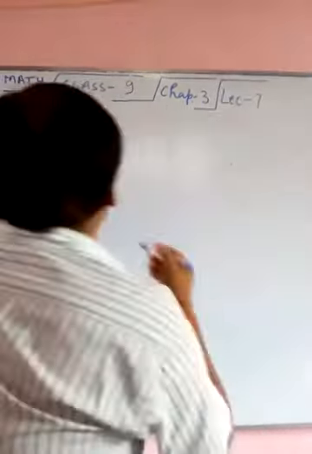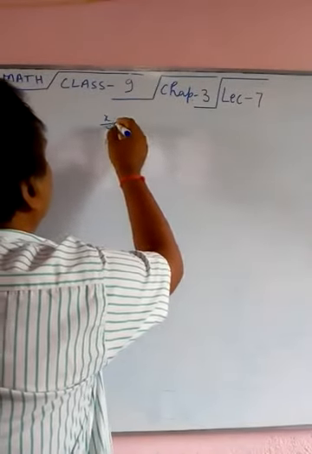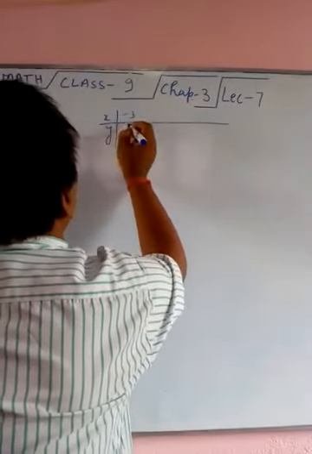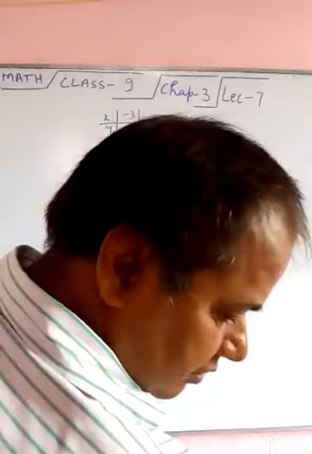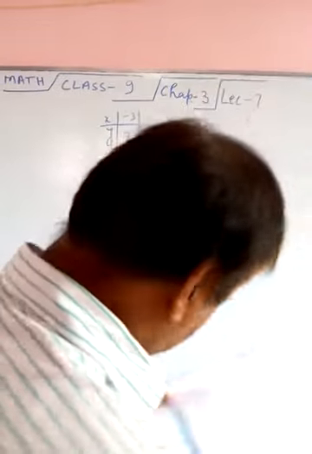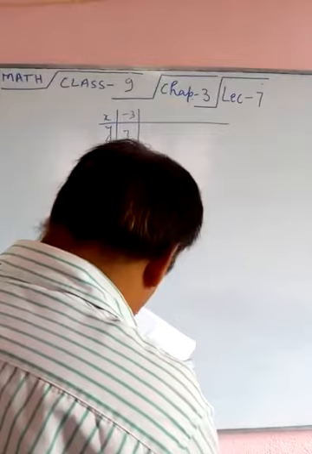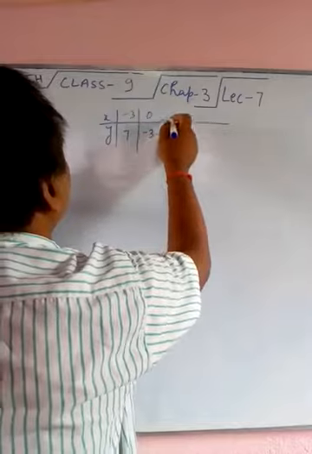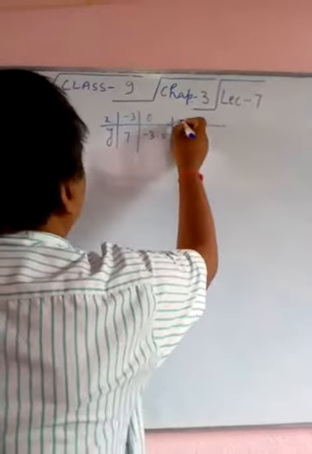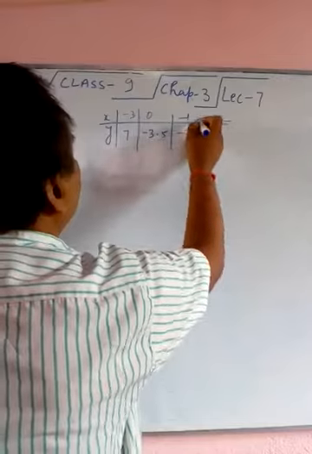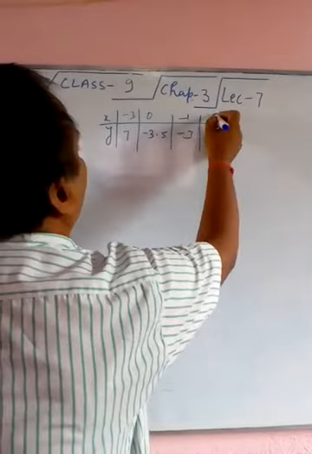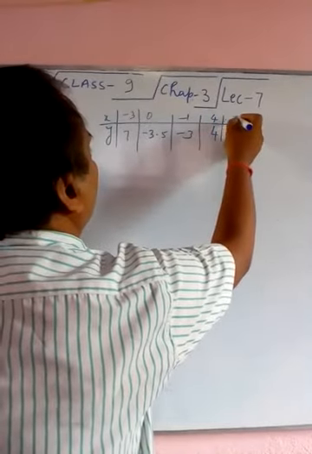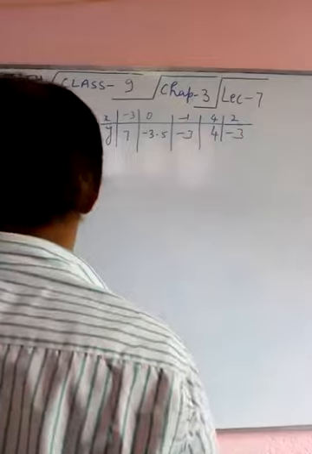-3 and 7. Here x and here y are given. -3 and 7. Then 0, -3.5. Then -1, -3. Then 4, 4. And 2 and -3.